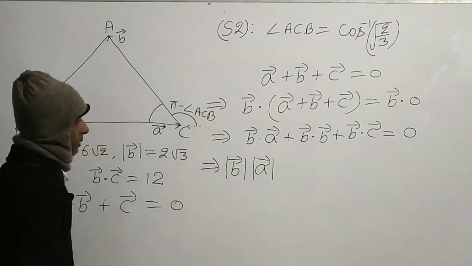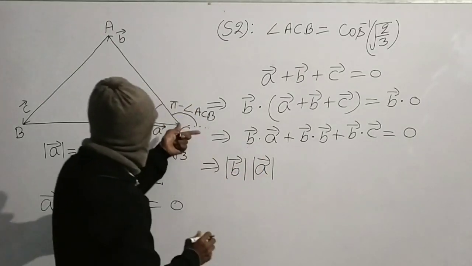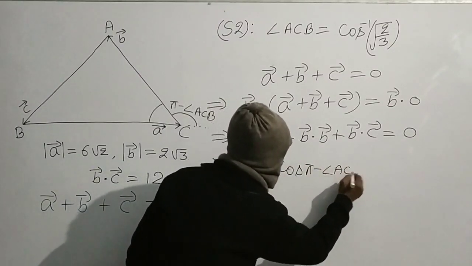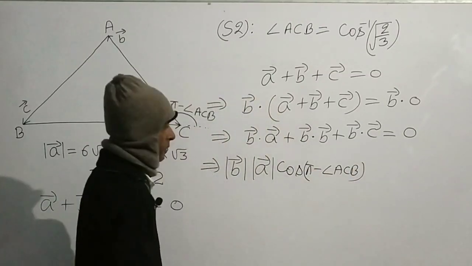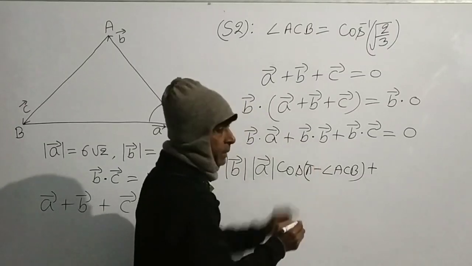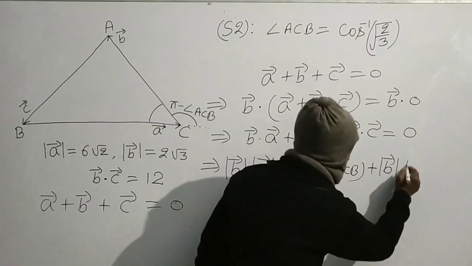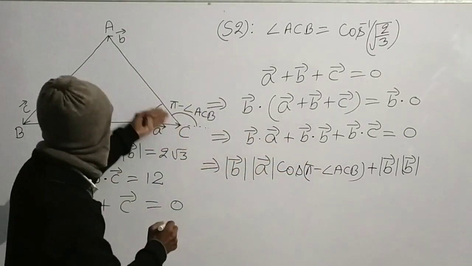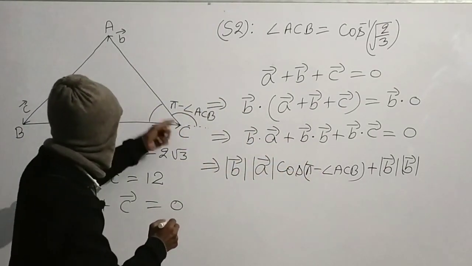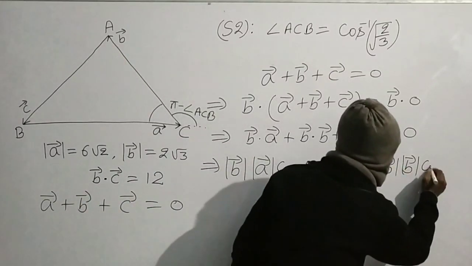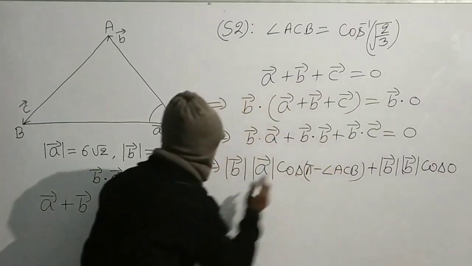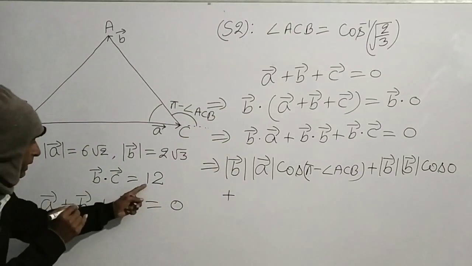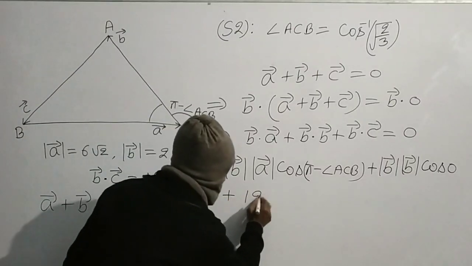Mod of B mod of A cos pi minus angle ACB, plus B dot B, mod of B cos angle between B and B. This is vector B, angle between B and B will be 0, that means cos 0, plus B dot C, value of B dot C is given in the question as 12, is equal to 0.